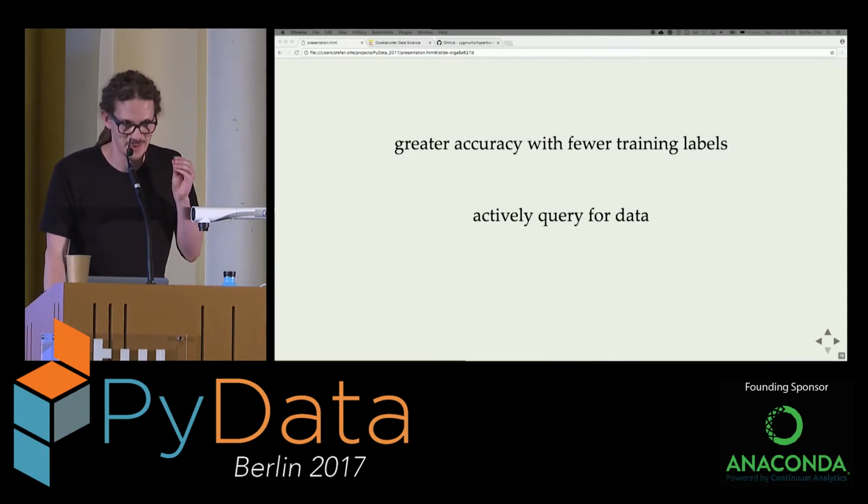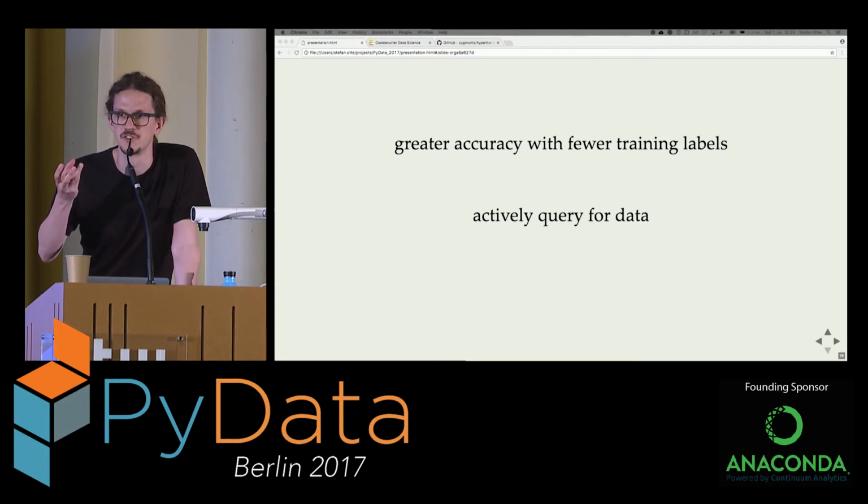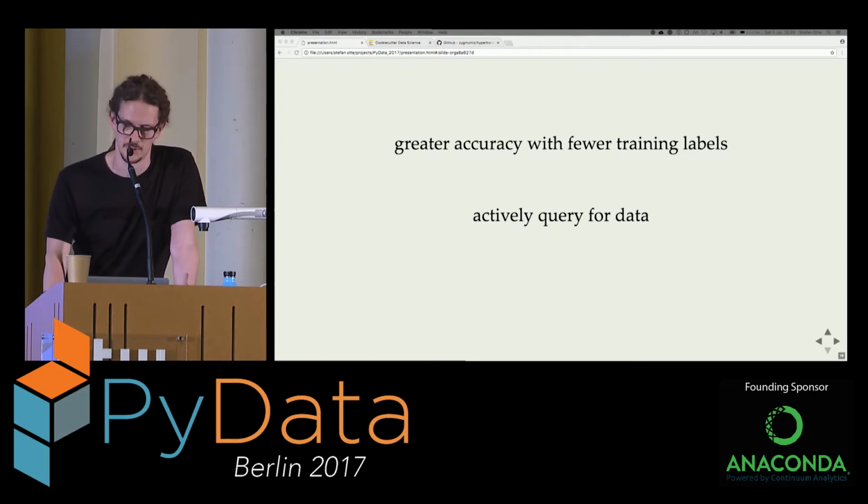Okay, but active learning, right? What is active learning really about? I read you this abstract, and the abstract really summarizes it quite well. And I think the essence of active learning are these two points: greater accuracy with fewer training labels, and actively querying for data, or labels for a given data point.